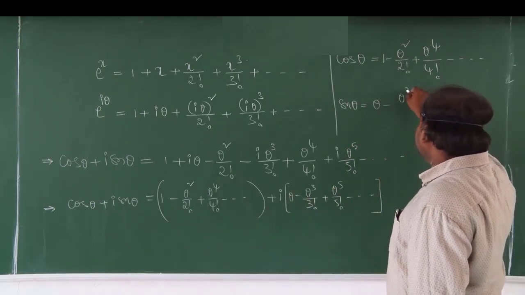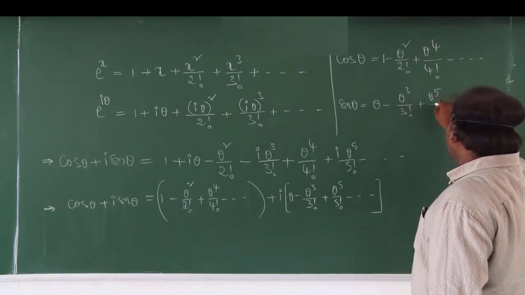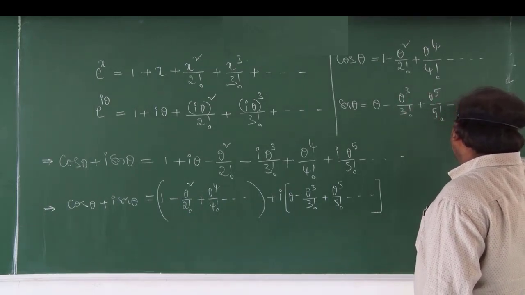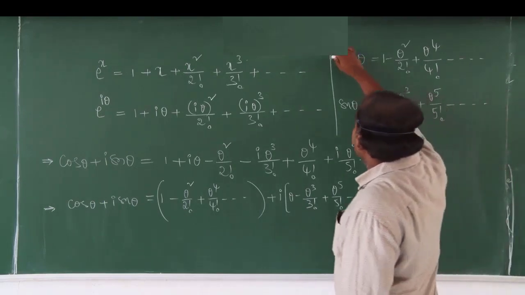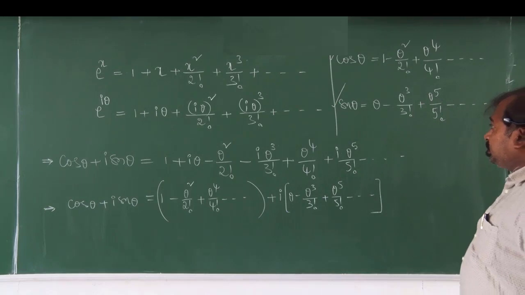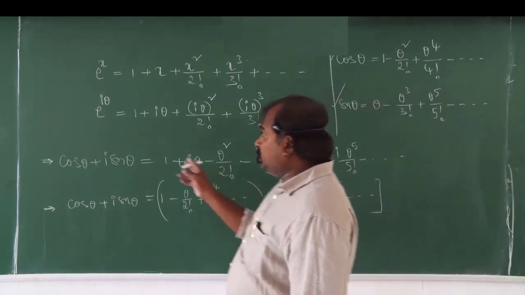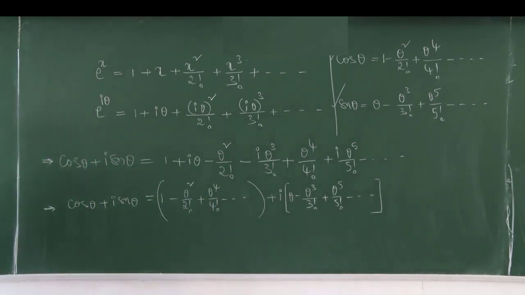Theta minus theta cube by 3 factorial plus theta power 5 by 5 factorial minus so on. Remember just these expansions also. First one is the cos theta expansion, second one is the sin theta expansion, basing on this e power i theta.